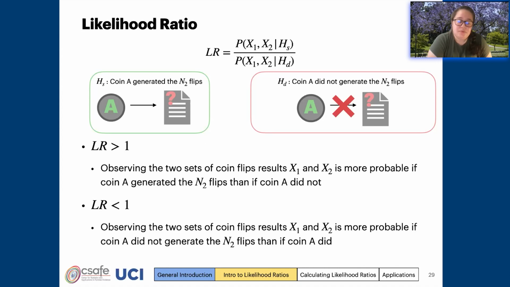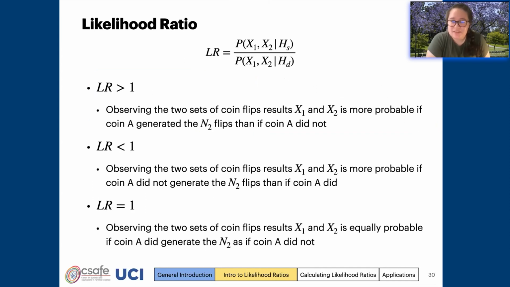On the other hand, if we get a likelihood ratio less than 1, then the term on the top is less than the term on the bottom. This means that observing these flips is more probable if coin A did not generate the flips than if coin A did. And then there's one case that I ignored on the last slide, which is what if the likelihood ratio equals 1? That just means that observing these results is equally probable if coin A did or did not generate those flips.